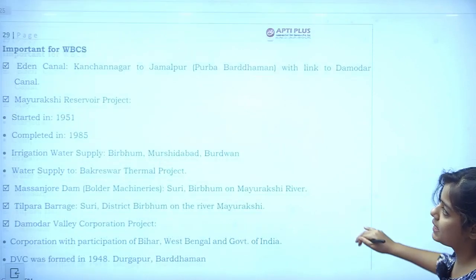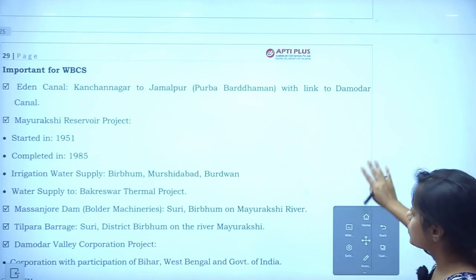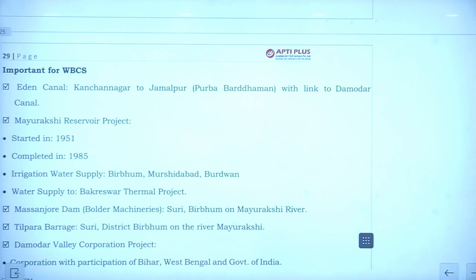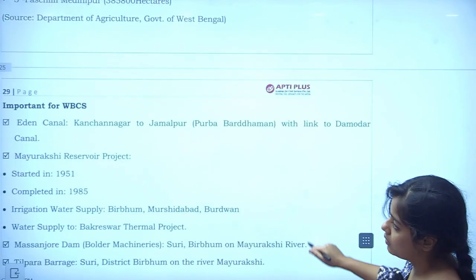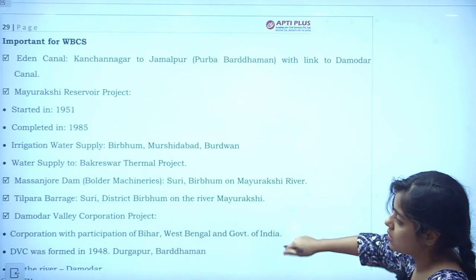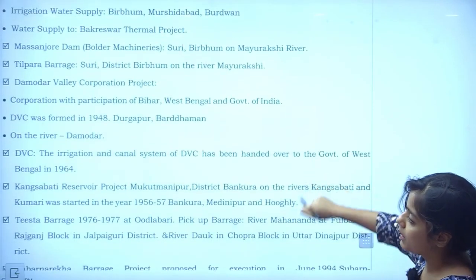Okay, now this is the irrigation part. So you see the Eden Canal, Mayurakshi Reservoir project. Then we have the Messenger Dam, Tilpara. Messenger Dam is also known as Kanada Dam, Tilpara Dam.